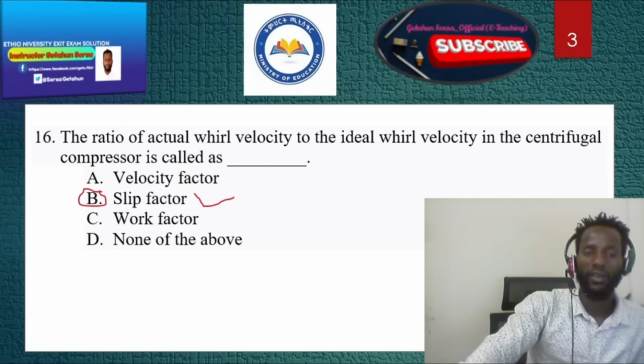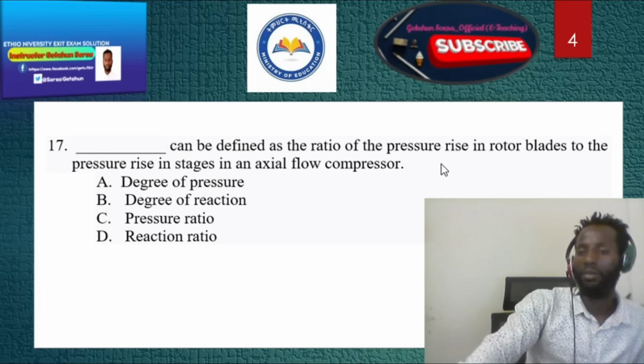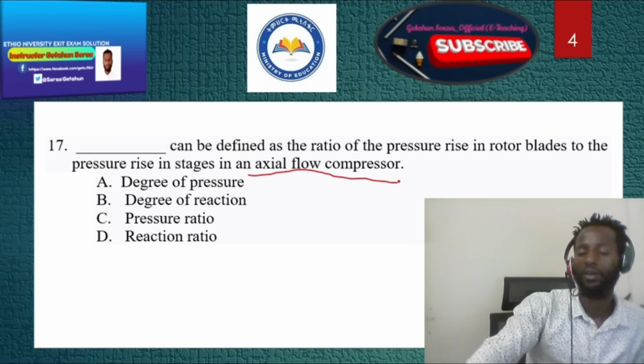And the next question is: what can be defined as the ratio of pressure rise in rotor blade to the pressure rise in the stage in an axial flow compressor? A. degree of pressure, B. degree of reaction, C. pressure ratio, D. reaction ratio. So which one is the correct answer for this question?